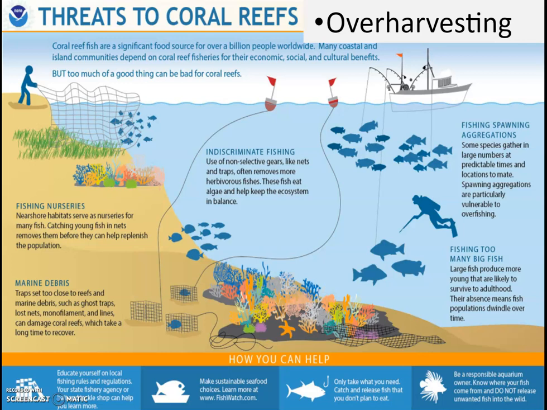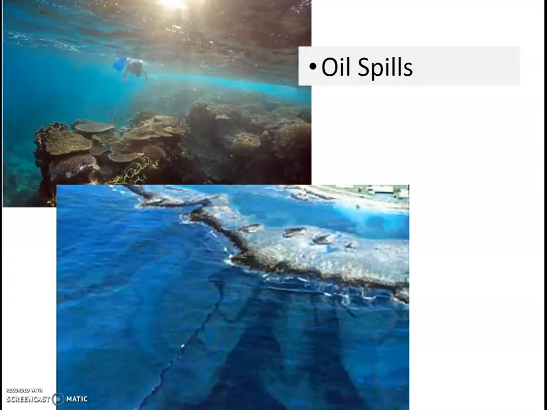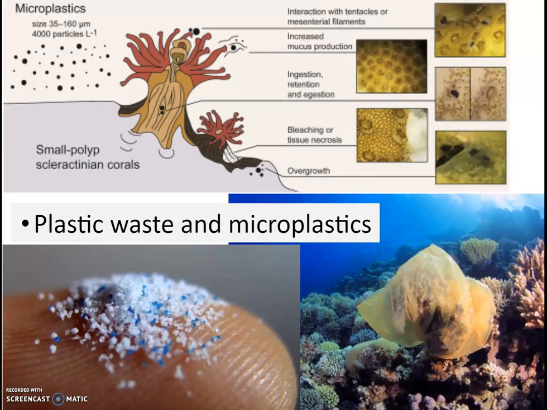So many fishing methods that we talked about earlier in the year when we're talking about large-scale fishing can be dangerous to coral reefs. There's also chemical impacts to coral reefs, as well as sedimentation, extra sand and things laying there. Oil spills, like we talked about, can be dangerous to coral reefs. Microplastics. We talked the other day about plastic breaking down, and it doesn't really go away. It breaks down into smaller and smaller pieces, but it's still there. So plastic doesn't truly decompose, and this can be dangerous to different corals.